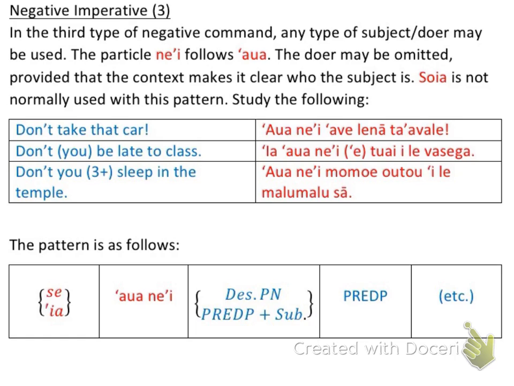Don't you 3+ sleep in the temple? I'm just taking these out altogether in this case, and again, that's optional if you want to do that. Awa ne'i comes first. Then I'm using a descriptive pronoun. Or no, sorry, I'm going to be doing this case, so I'm taking out the descriptive pronoun. Momoi is acting as the predicate, and then my subject, which is oto. And then, again, I don't need a predicate phrase when I do that, because I've already said the predicate, which is momoi, the plural version of sleep. And then the etc. is the prepositional phrase ile malo malo sa, which is in the temple.